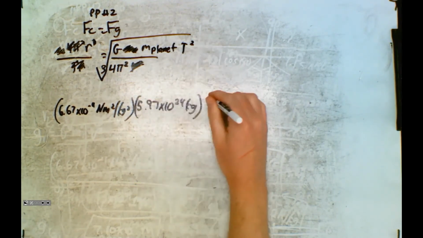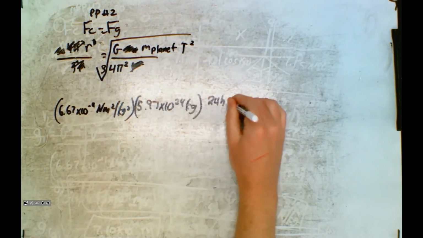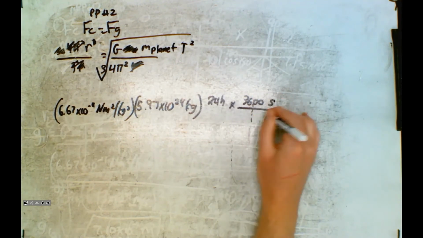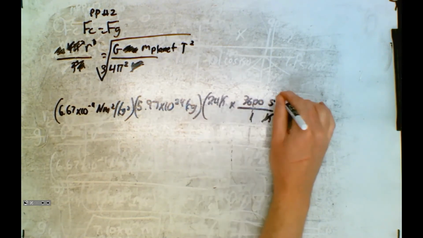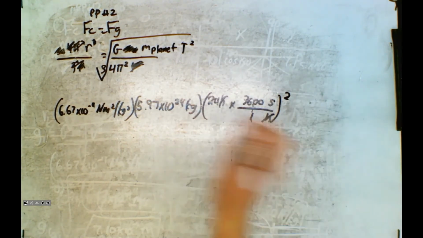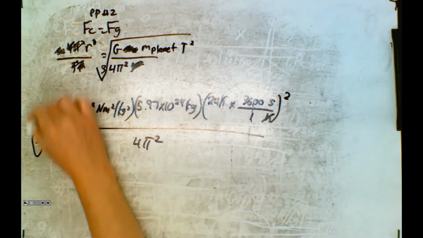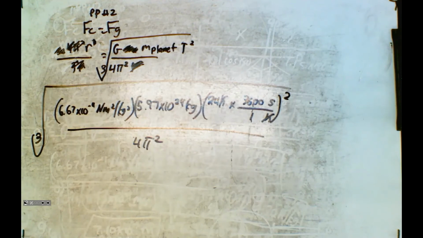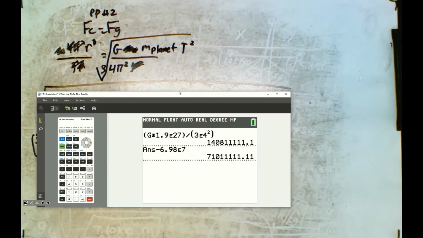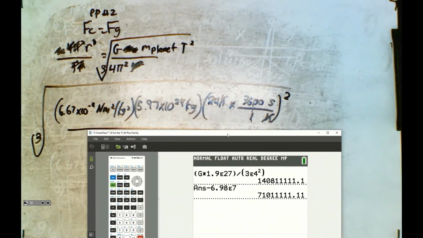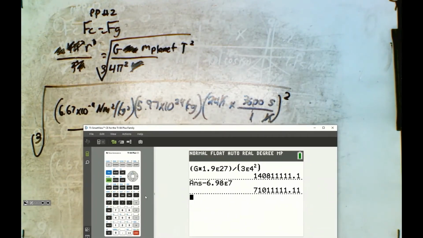Our period is 24 hours, but it can't be in hours in this formula. It has to be in seconds. So we have to go 3,600 seconds in 1 hour. And we have to square that answer and divide it all by 4 pi squared, and then cube root it when we're all done. So this is kind of the calculator gauntlet on the last lesson. Yeah, this is 4 pi squared that I'm covering up on the bottom there.